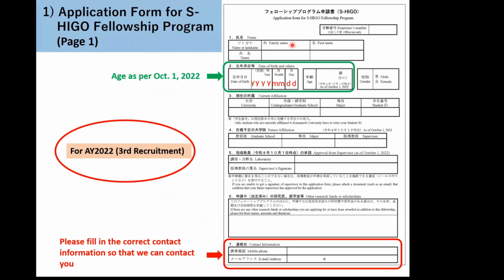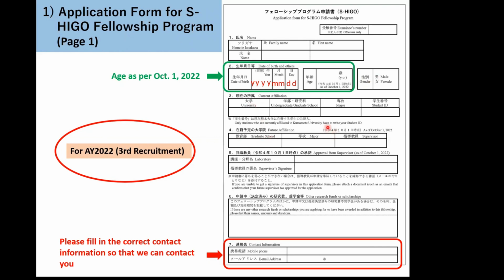So please write your name in katakana, your family name and your first name, and please write your date of birth in year, month, and date, and what is your age as of October 1, 2022. Okay, so here, please be careful, age as of October 1, and your gender, and what is your current affiliation, and what will be your future affiliation.